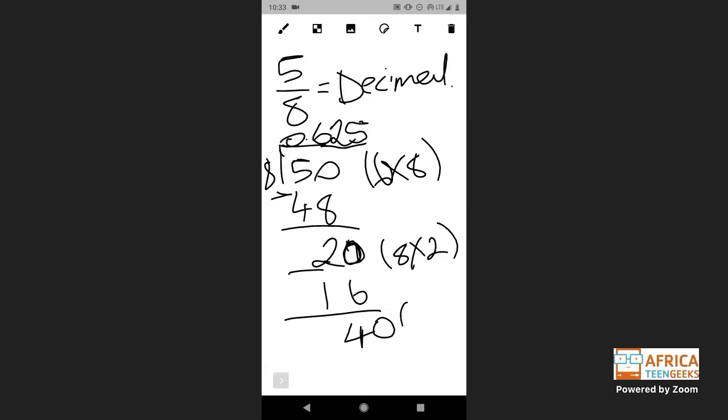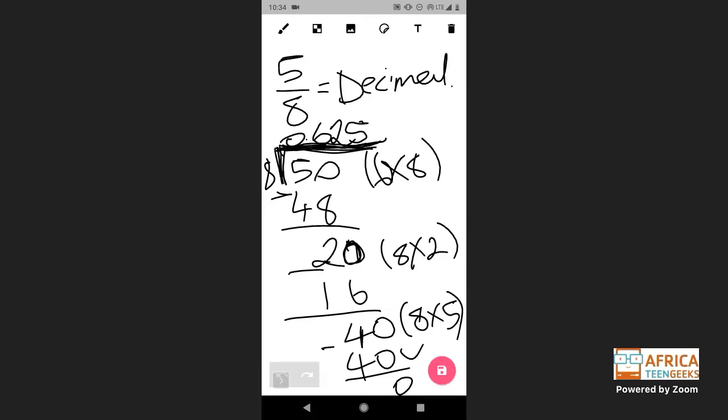And we're doing the same procedure. 8 multiplied by 5 equals 40. And then we'll have our subtraction, and this will give us 0. So we are correct. So it means that our decimal ends right here.